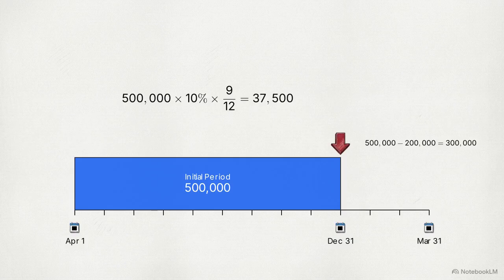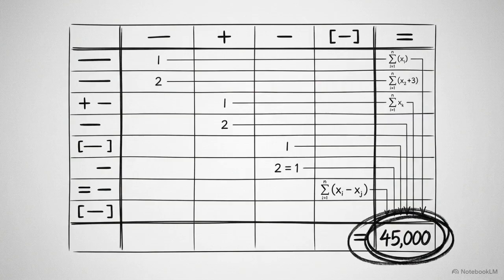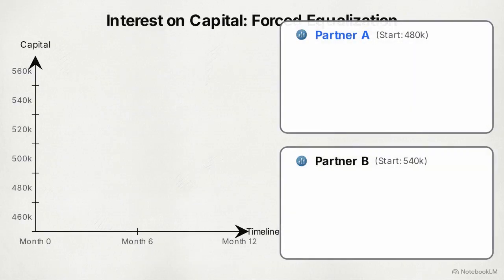For the final 3 months, the firm only holds a balance of $300,000. Multiplying this remaining amount by 10% for the 3/12 time fraction results in just $7,500 in interest. The total interest for the year drops to $45,000. Because the firm no longer has use of the withdrawn cash, the partner effectively stops earning on that portion of their investment immediately. Let's apply these rules to a multi-partner scenario.